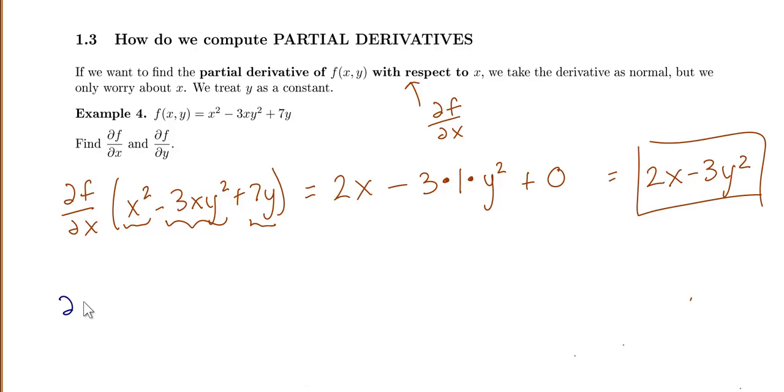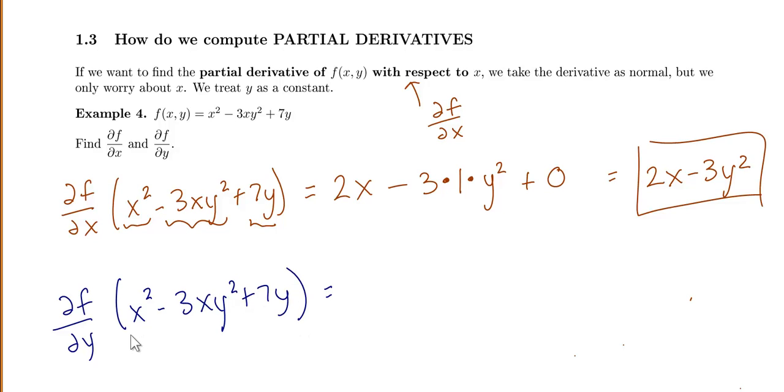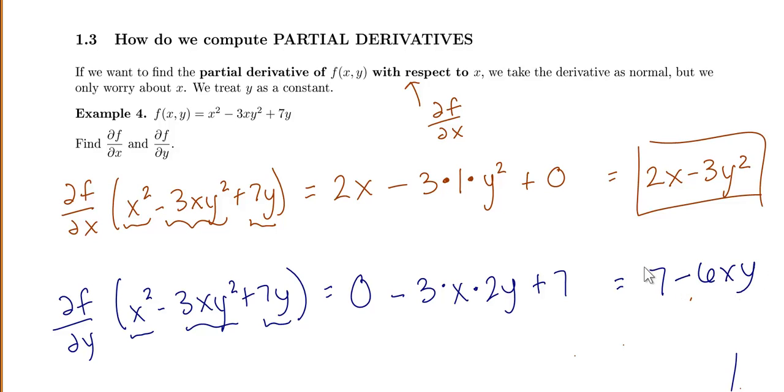Now let's do the partial derivative with respect to y, again of x squared minus 3xy squared plus 7y. So we go through term by term. First is x squared. The derivative of x squared, well, x is just a constant. The derivative of any constant by itself is 0. Okay, minus, this is a 3 times our variable, so we leave it there. Now x is just a constant as well, so we'll leave it there. Now the derivative of y squared would be 2y. Plus, the derivative of 7y would be 7. So this is going to give us 7 minus 6xy.